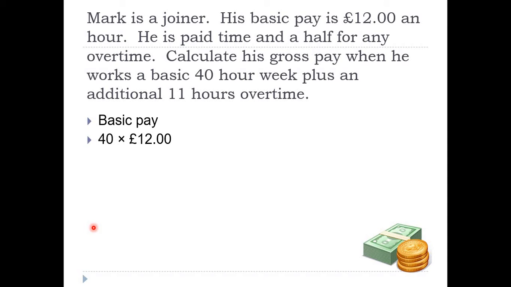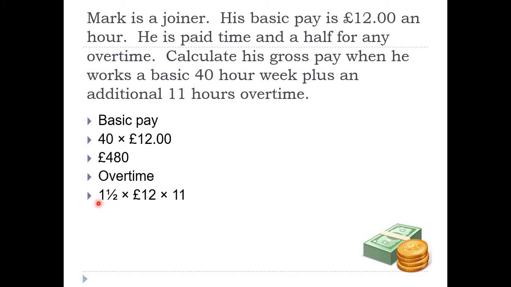So let's work out his basic pay first. He gets paid £12 an hour and he works 40 hours in his basic week. So we're going to do 40 multiplied by £12, which gives us £480. But then he gets his overtime. You'll remember it says he works an additional 11 hours overtime.